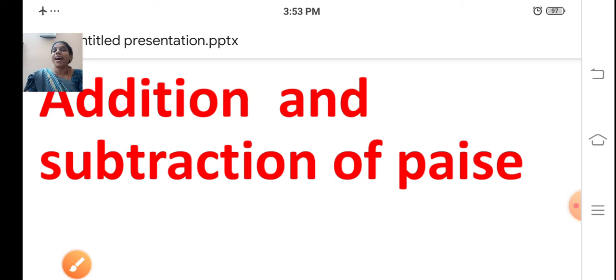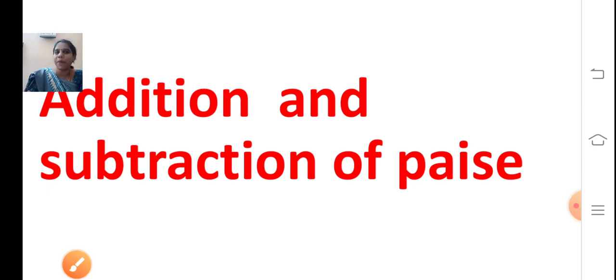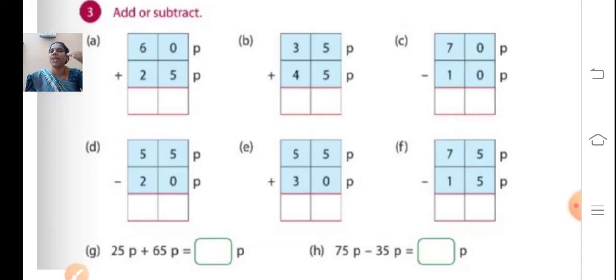Next one, addition and subtraction of paise. How to add and subtract paise? It's easy. I think you all know addition and subtraction. So what you are going to do? Just write the numbers one below the other and do the addition and subtraction. You all know addition and subtraction.